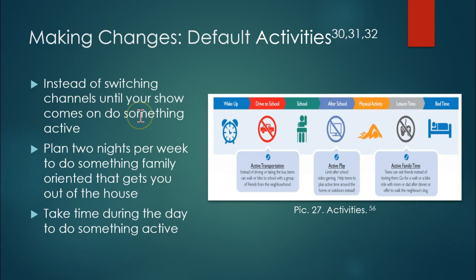Okay, so making changes to default activities. Instead of switching channels until your show comes on, you can do something active. Try riding your bikes to school or work. After school, you can stay active by participating in after-school sports programs or the gym. Limit electronic time to spending time with your family, making sure you leave enough time to get a good night's sleep. You can work out while you're waiting for your show to come on, but make sure to build up slowly every day, an outing per week, and you'll be an active family in no time.